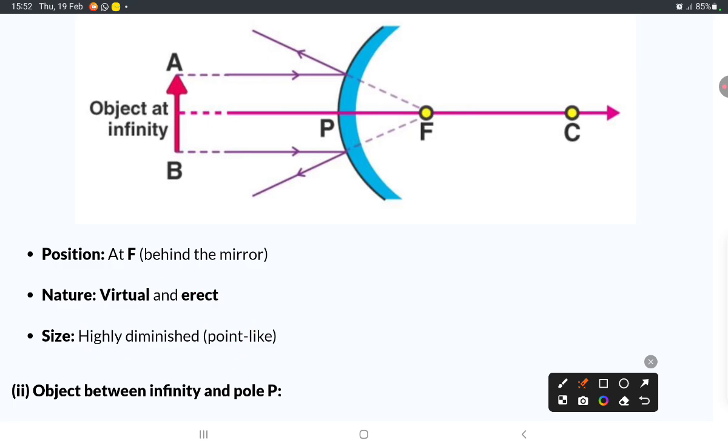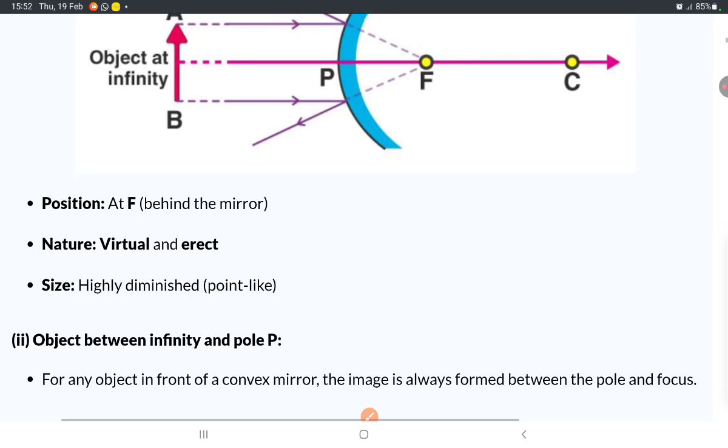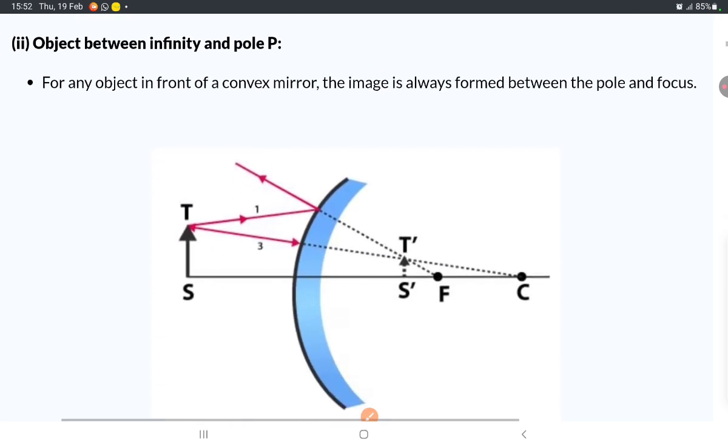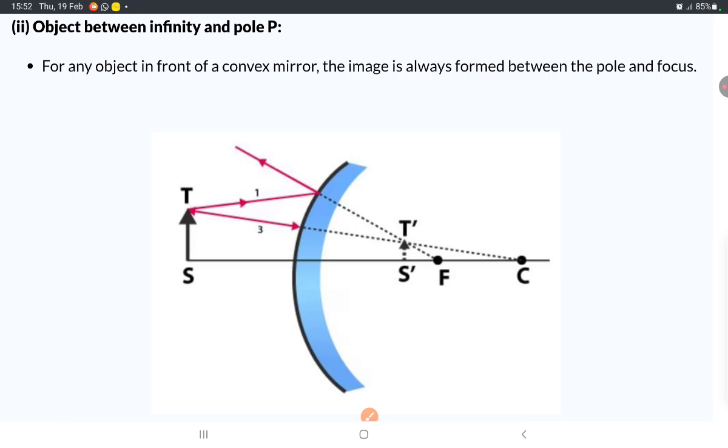Clear? Next condition, what he asked: the image formed if I keep the object between infinity and the pole. Clear? This is the infinity and pole. If I keep it somewhere else, beyond the infinity, which is in front of the mirror, right? So this is an object, I get.